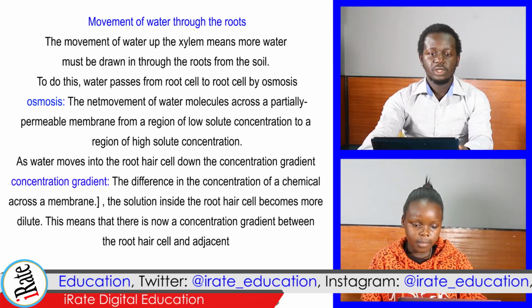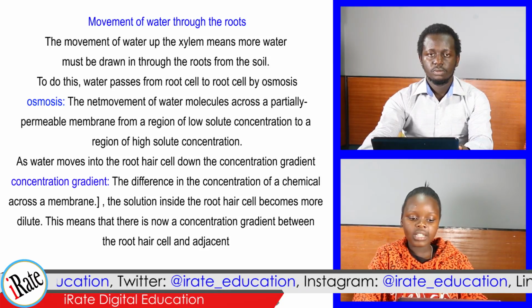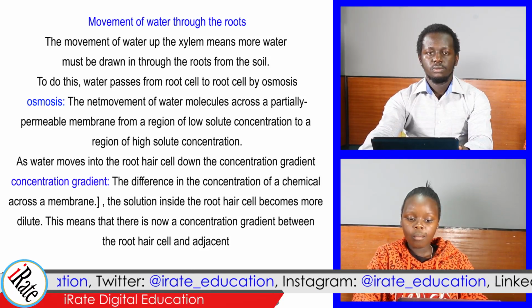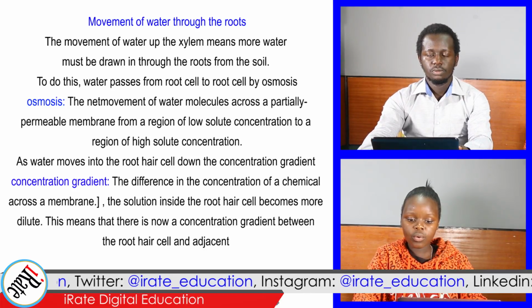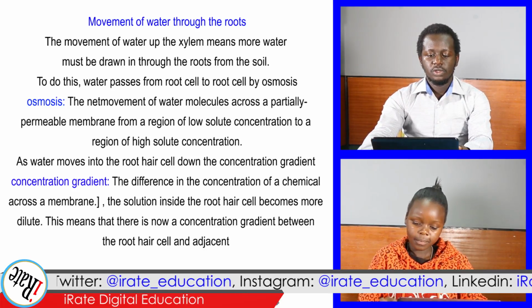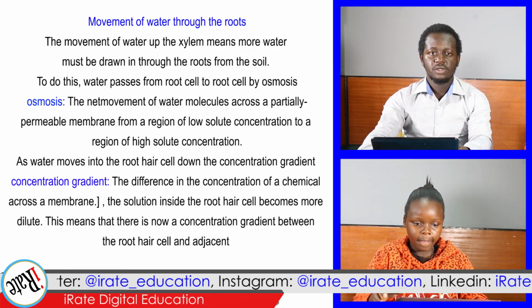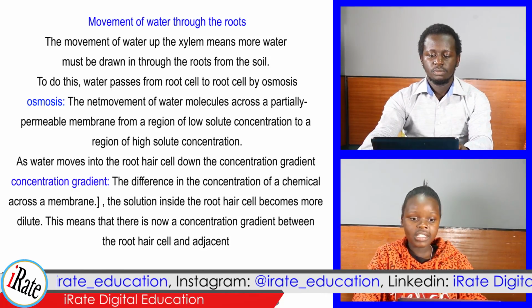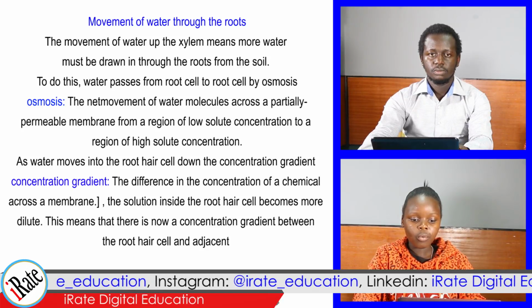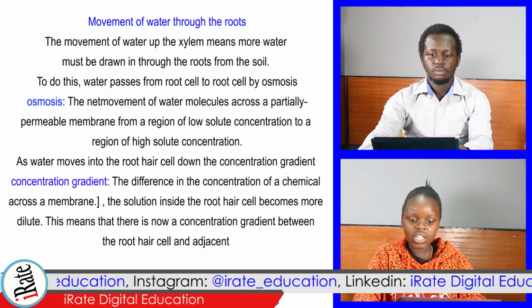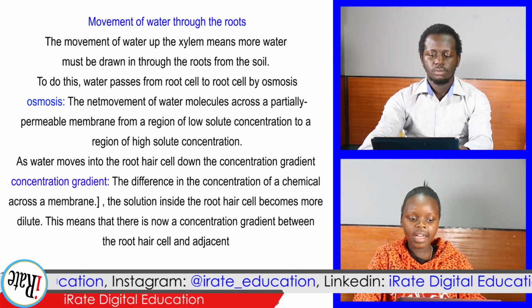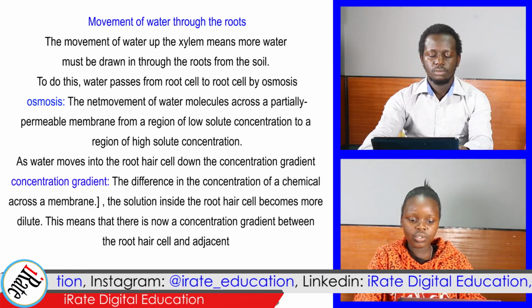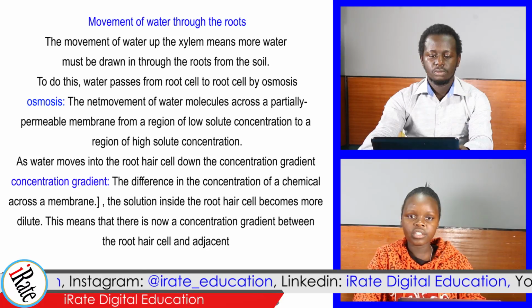Movement of water through the roots. The movement of water up the xylem means more water must be drawn in through the roots from the soil. To do this, water passes from root cell to root cell by osmosis. Osmosis is the net movement of water molecules across a partially permeable membrane from a region of low solute concentration to a region of high solute concentration.